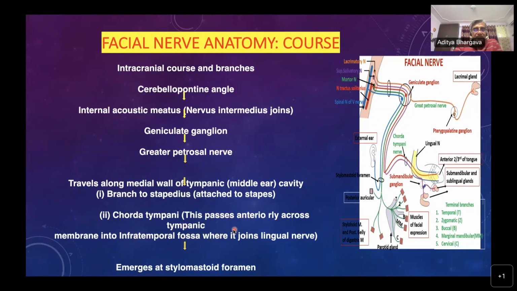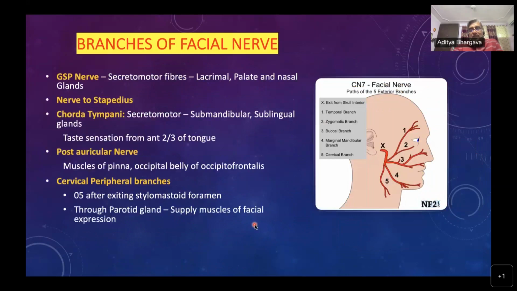this passes anteriorly across the tympanic membrane into the infratemporal fossa, where it joins the lingual nerve, and through the submandibular ganglion, it supplies the submandibular and sublingual glands. Then the facial nerve emerges out of the stylomastoid foramen. Now here are the 5 terminal branches.